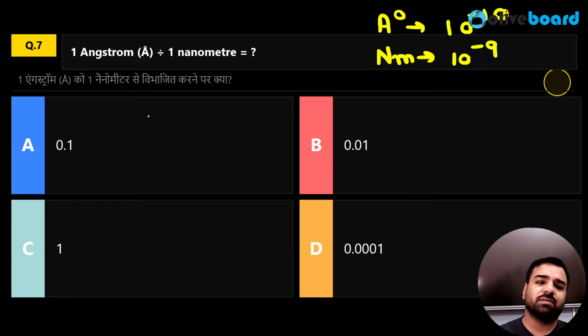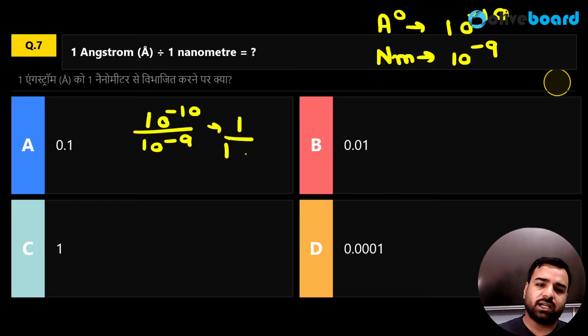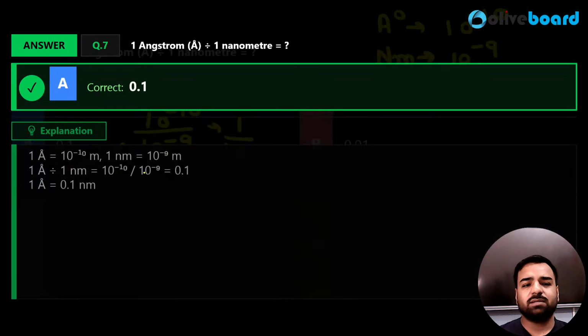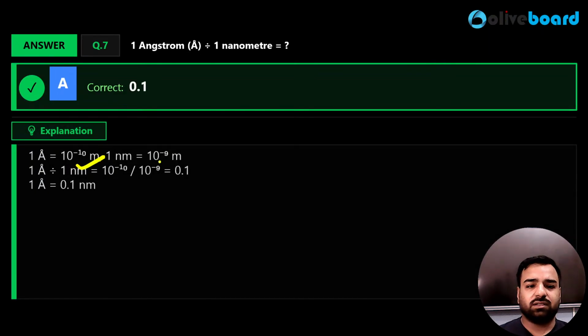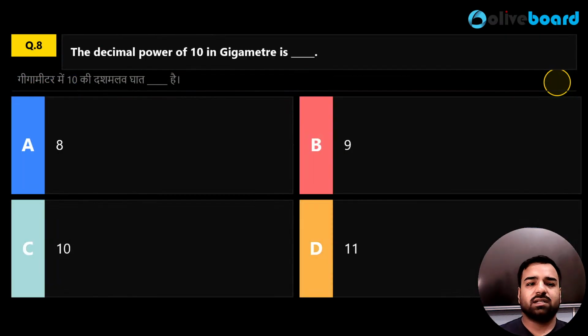So see, it's very simple. That's the ratio. That's for the angstrom and that's for the nanometer. And it will be what? So it is going to be 1 by 10, right? And 1 by 10 means we are talking about 0.1, simple. So you need to remember these powers.